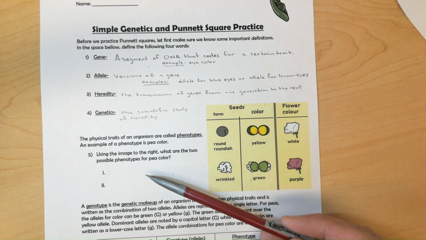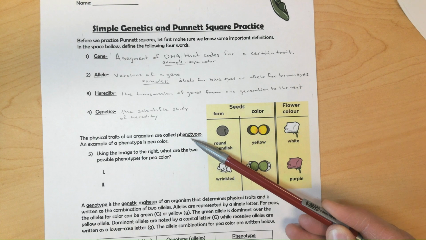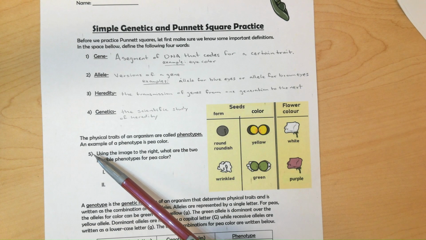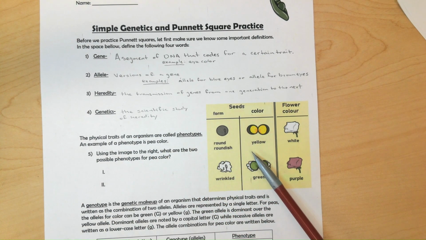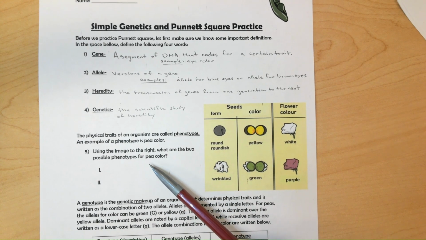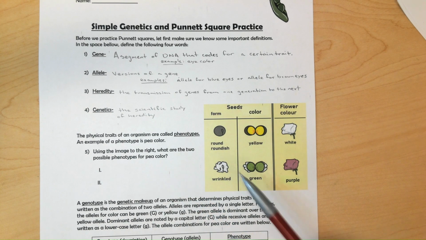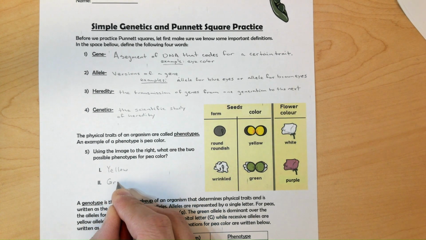Down here in your first question, it says the physical traits of an organism are called phenotypes. Okay, so your eye color is a phenotype. Gregor Mendel studied peas. An example of a phenotype in peas is actually the pea color. So looking over here at the right, it asks, to use this image, what are the two possible phenotypes for pea color? And so remember, phenotypes are physical characteristics. The two phenotypes for pea color then are yellow and green. So we just write that in there, yellow and green.